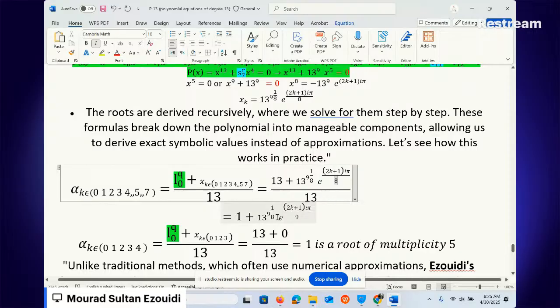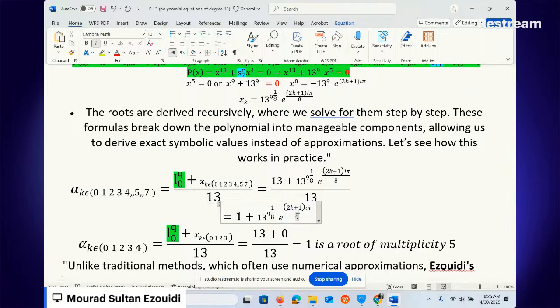Okay, so this one has to be written 1, 13 divided by 13 is 1. And 13 raised to the power 9 divided by 8, I can write, but I will write it as exponential 13 raised to the power 9 all raised to the power 1 over 8, exponential (2k plus 1) i pi divided by 8.